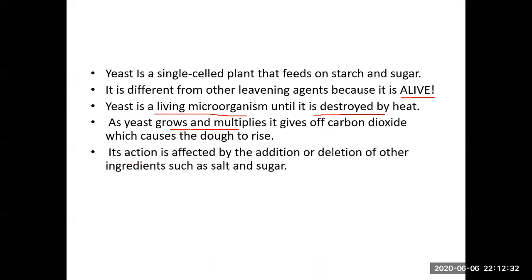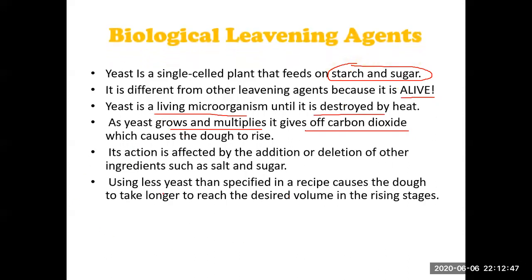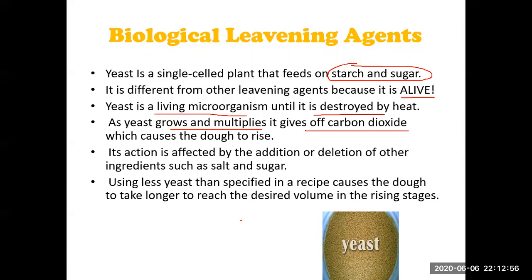It grows and multiplies, and it gives off carbon dioxide by fermenting starch and sugar. By fermenting that starch and sugar, yeast produces the carbon dioxide gas. And if you use less yeast than your recipe needs, what happens? Your product volume will not be in the desired range because yeast cannot produce the carbon dioxide gas as needed. So what is the activity of yeast? It ferments the starch and sugar, then it produces carbon dioxide gas and alcohol. In this way, yeast raises the dough.